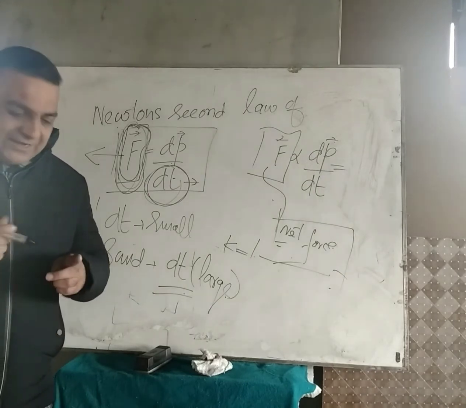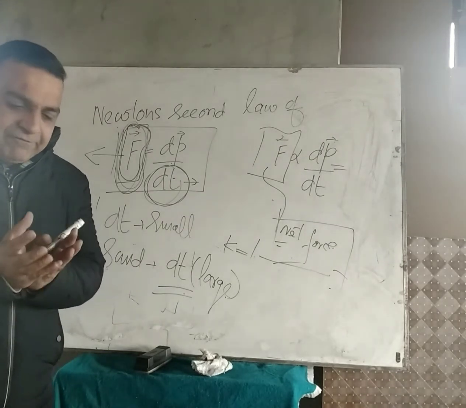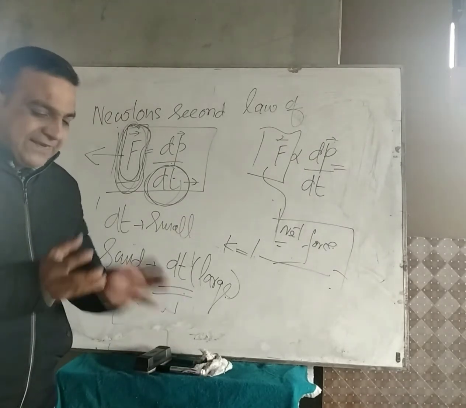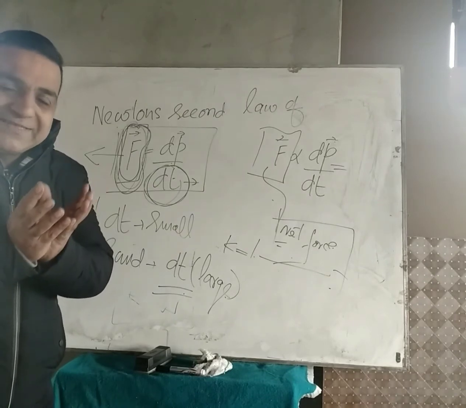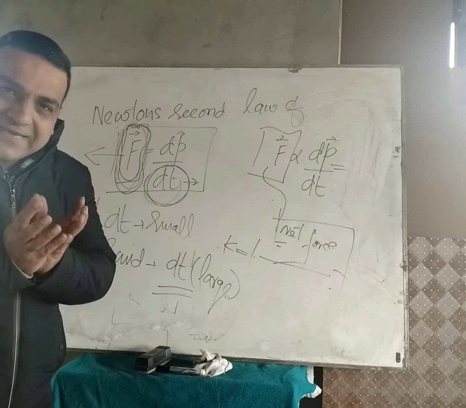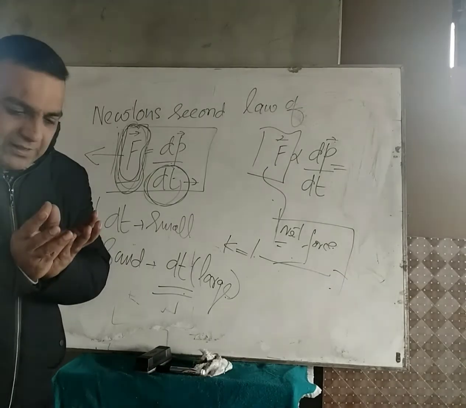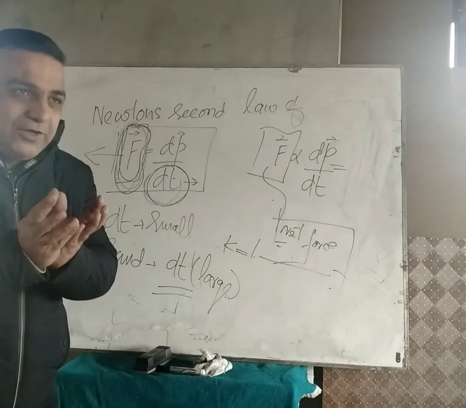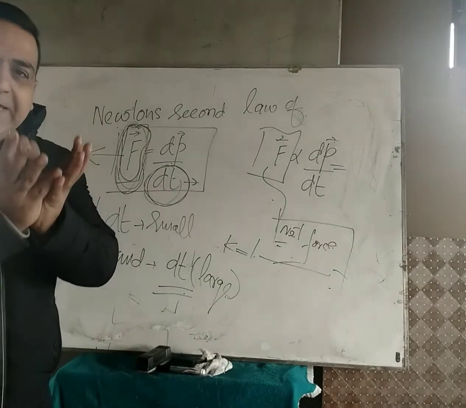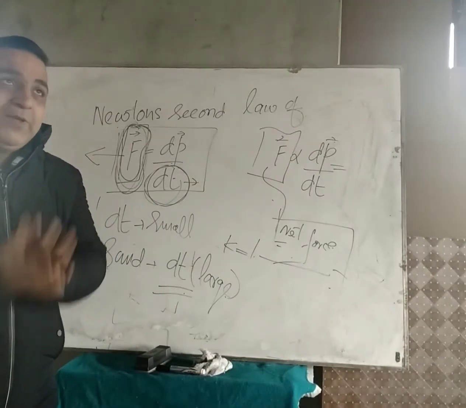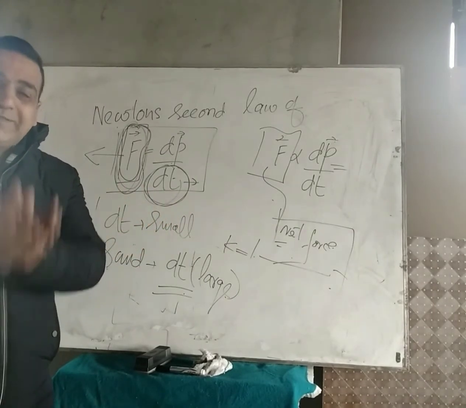Suppose somebody has to catch the ball. And if the catcher moves his hands towards the ball, he is decreasing dt. He is decreasing this time interval, the interval in which his hands are going to interact with the ball. In that case, he will feel a lot of force. Maybe he will lose the ball because he'll be hurt for that moment of time.